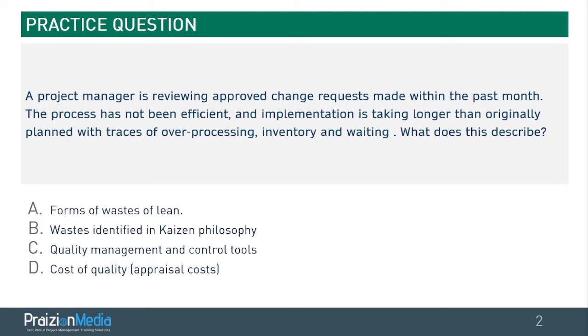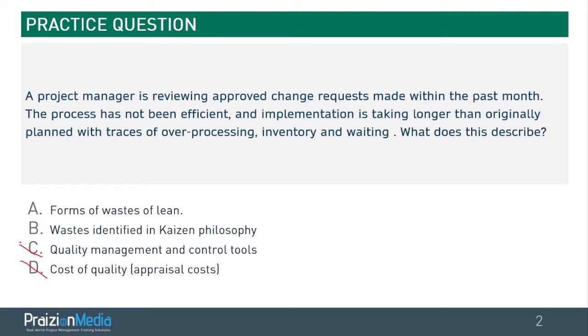So the answer to this, my friends, going to option D, is not cost of quality. Overprocessing is not a cost of quality. That is actually not a good thing. So we're going to cancel D. Quality management and control tools is different. Those are tools of quality. Inventory, waiting, and overprocessing are not quality management and control tools, even though they are somewhat associated with quality.